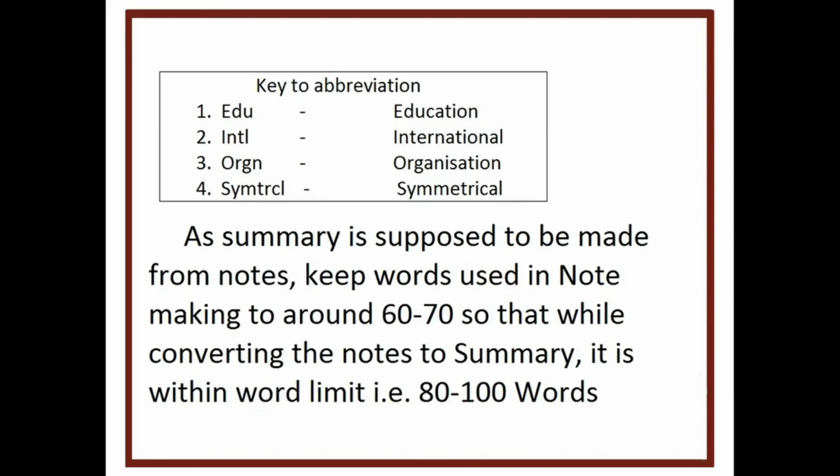Here we see how to write a key to the abbreviations. First of all, we see that it is enclosed in a box. It is numbered systematically and the abbreviations with their full forms are provided for clear understanding. Remember, as the summary is supposed to be made from notes, keep the words used in note making to around 60-70, so that while converting the notes to summary, it is within the word limit, that is 80 to 100 words.